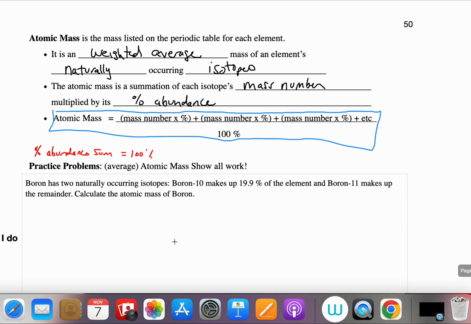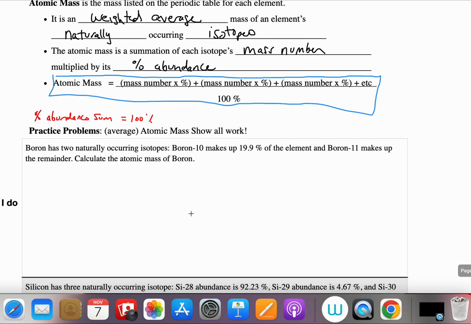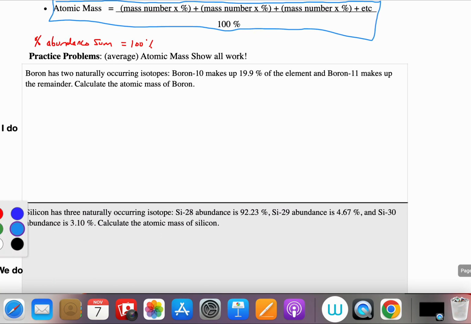So let's look at an example here. Let me move my page up. We are working with the element boron, and it's stated that it has 2 naturally occurring isotopes, so we need 2 sets of parentheses. So we have our first isotope, its mass times its percent abundance, isotope 1, plus the information for isotope 2.